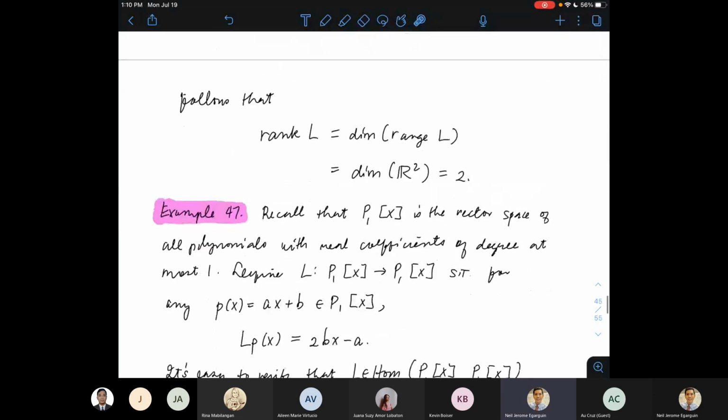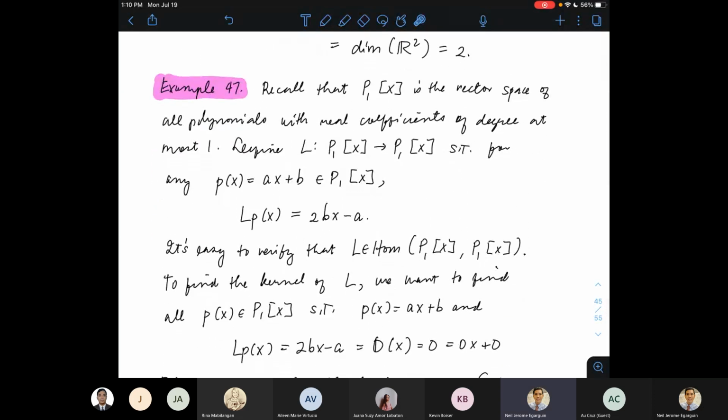But let's investigate further and look at another specific example, example 47. So example 47, I consider the transformation L from P1 to P1 bracket X. So this is just a mapping on the set of all polynomials of degree at most 1 onto itself. Wherein if I have a polynomial ax plus b, its image under L is defined to be 2bx minus a. Okay? So yung ax plus b, pag in-input ko siya sa homomorphism L, ang makukuha ko ay 2bx minus a.